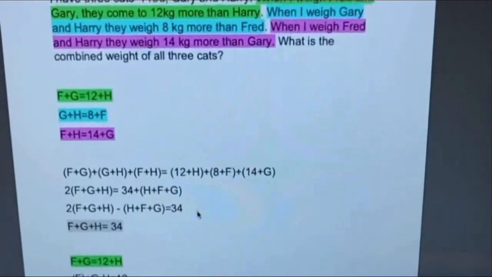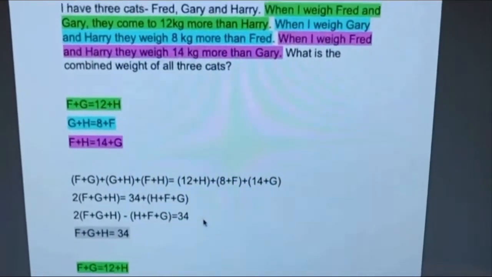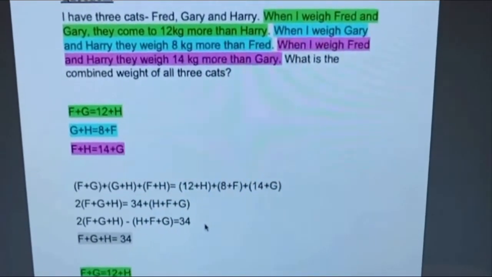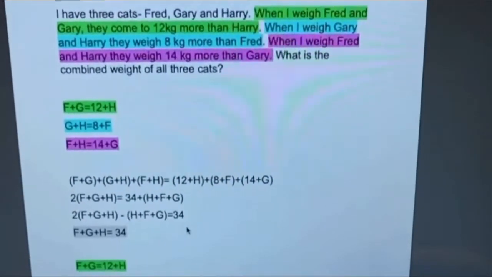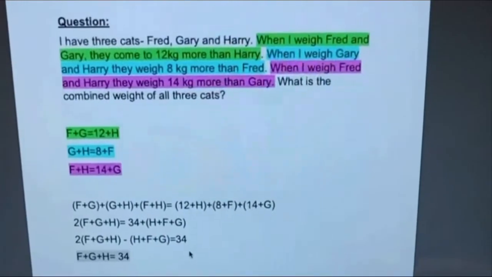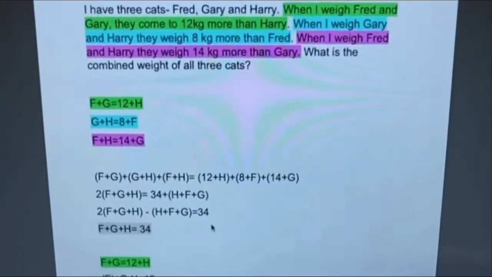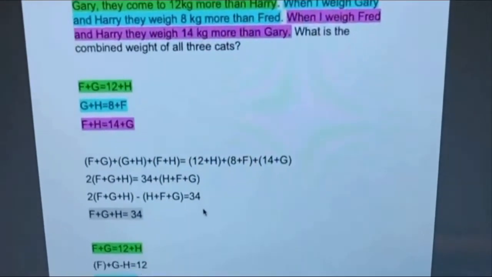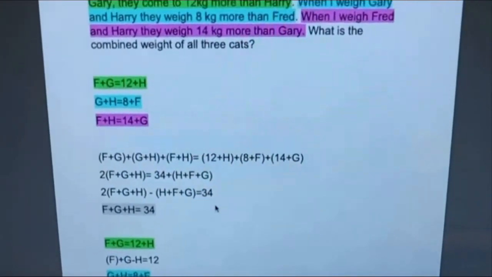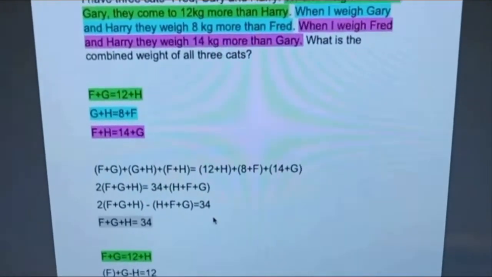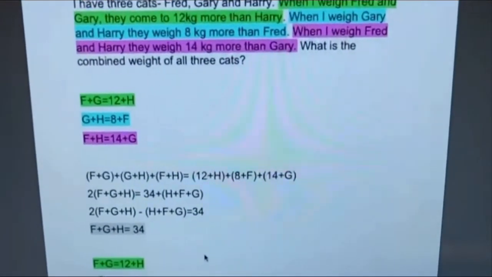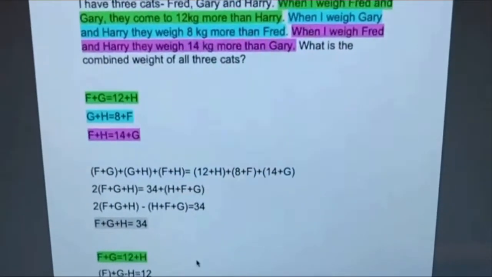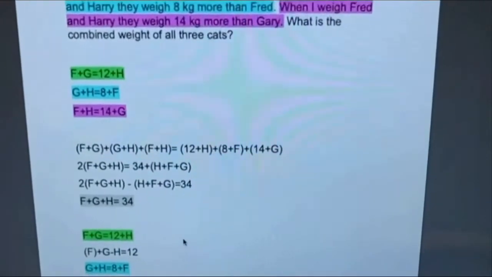And now moving on to the more challenging part, which could also be asked, which is to find the weight of each of the three cats. We can do that as well, because we have 3 equations and 3 unknowns. When we have the same number of equations and the same number of unknowns, we can find the value of each. Okay, so let's look at the first equation, highlighted green, which is F plus G equals 12 plus H.